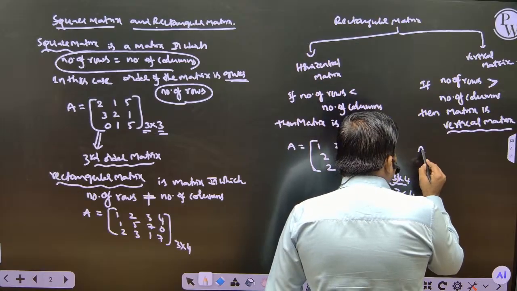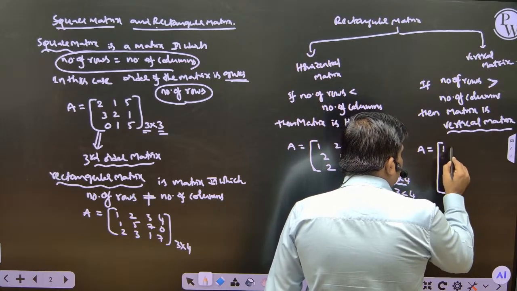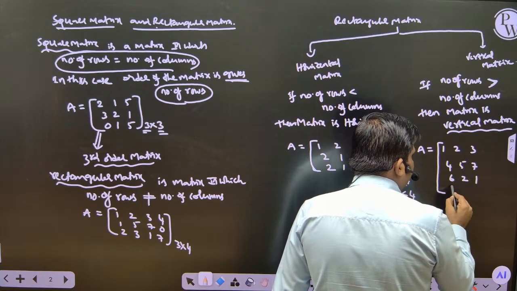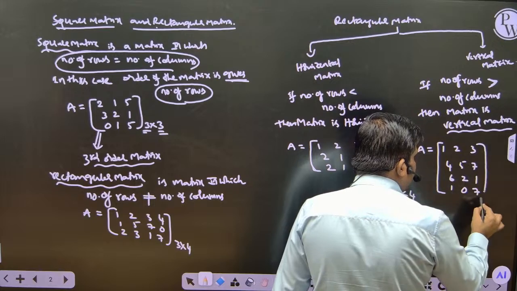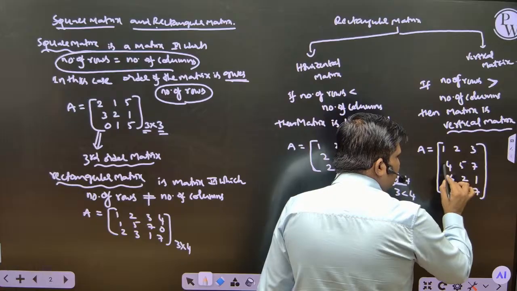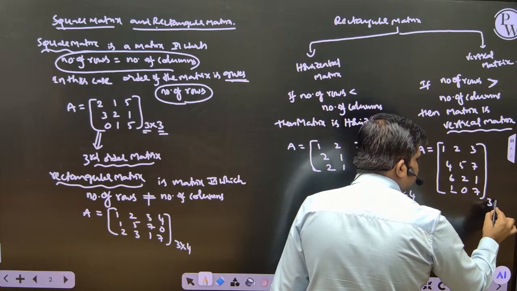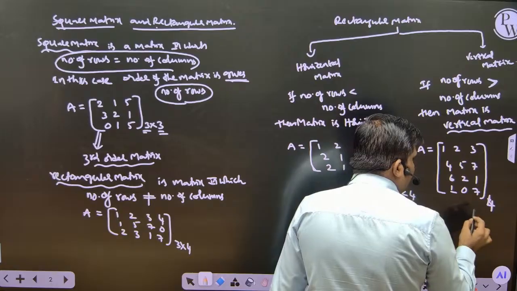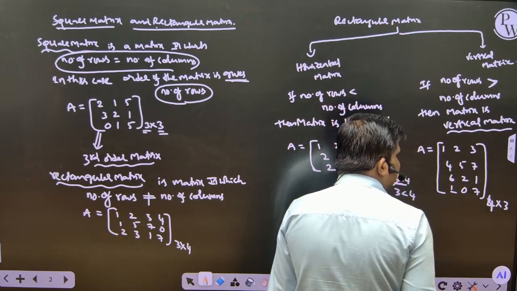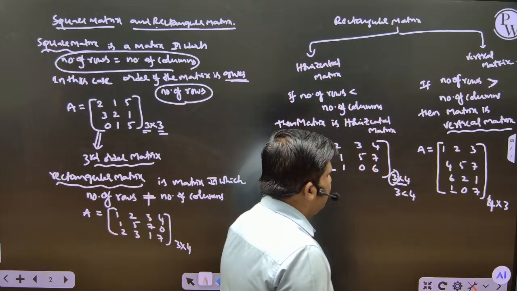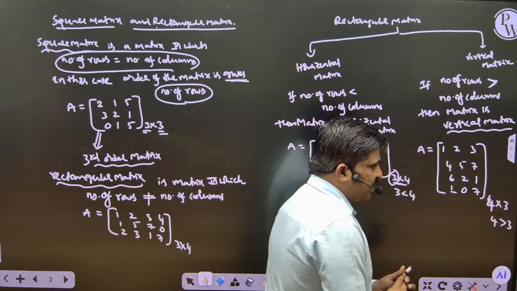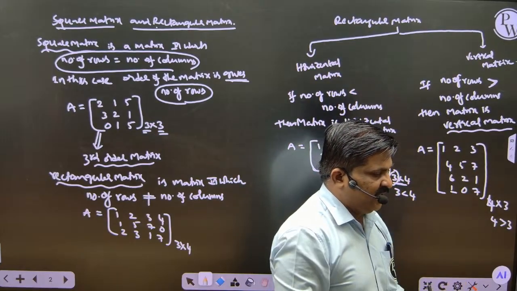If you see here, A is the matrix 1, 2, 3, 4, 5, 7, 6, 2, 1, 1, 0, 7. Here how many rows are there? Rows mean horizontal lines. 4. How many columns are there? 3. That's why it is a 4 by 3 matrix. Here rows are greater than columns.